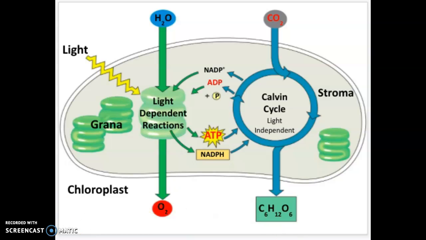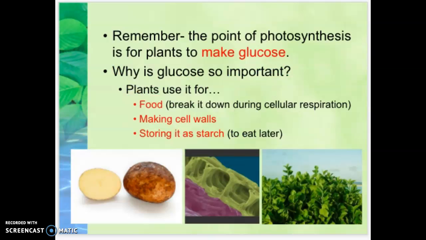This diagram is really important. Please make sure you include it in your notes. Make sure you include all the labels. Remember, the whole point of photosynthesis is to make glucose. Why is glucose important? Well, the plant uses it as food. It's broken down in cellular respiration, and it's used as food for the plant. They use it to make cell walls. They use it to store starches so they can eat it later. And it's important for us because we typically eat plants or other things that eat plants.